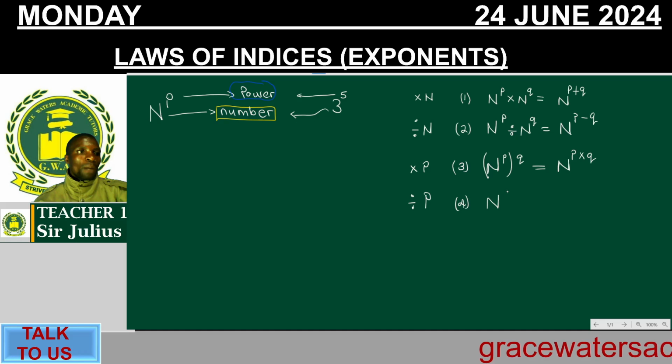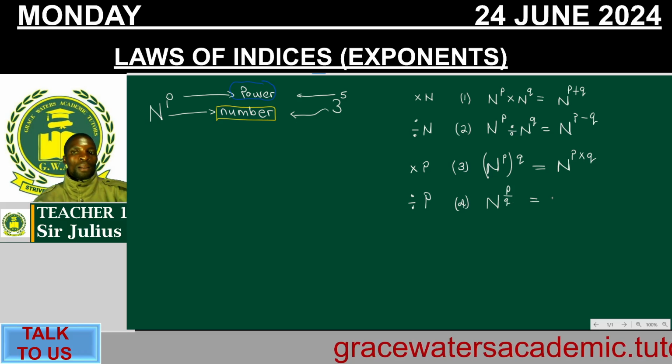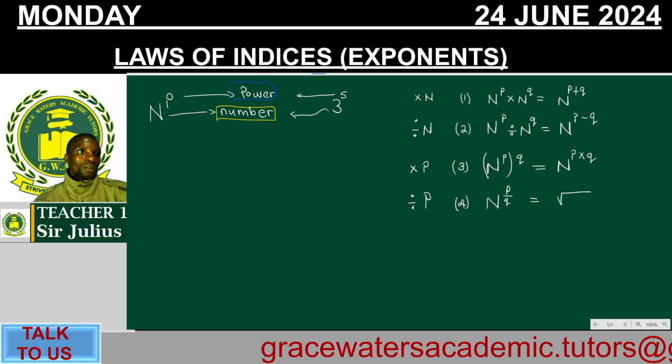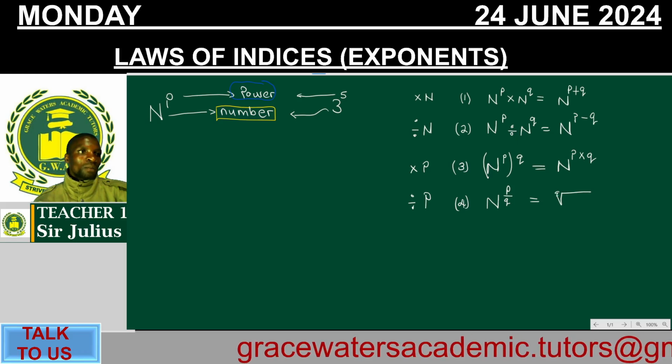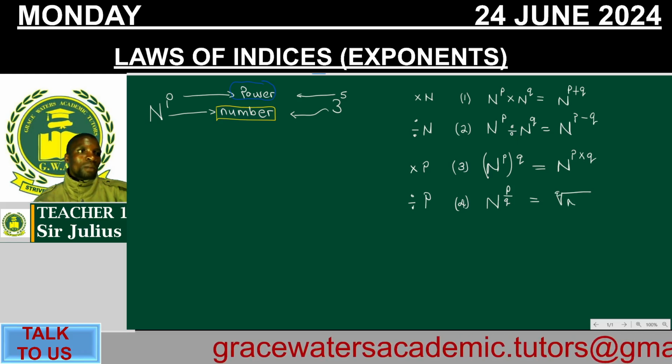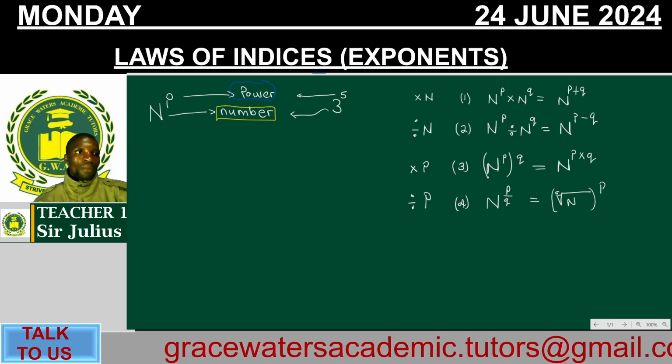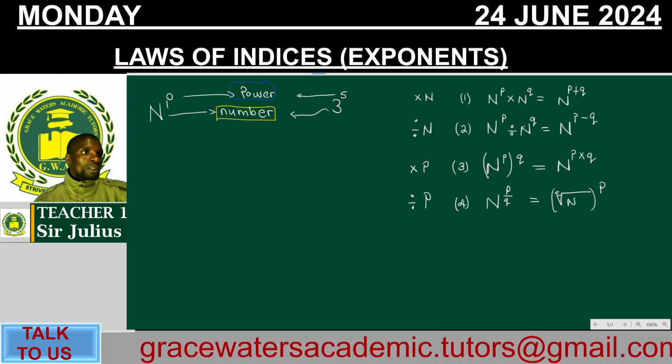Then we move on to a certain number raised to powers that are dividing. Power p is divided by power q. What you do here is, the law states that the denominator becomes part of the root. You introduce a root, and the denominator q becomes the index of the root, and the numerator remains the power. Let me repeat this again.